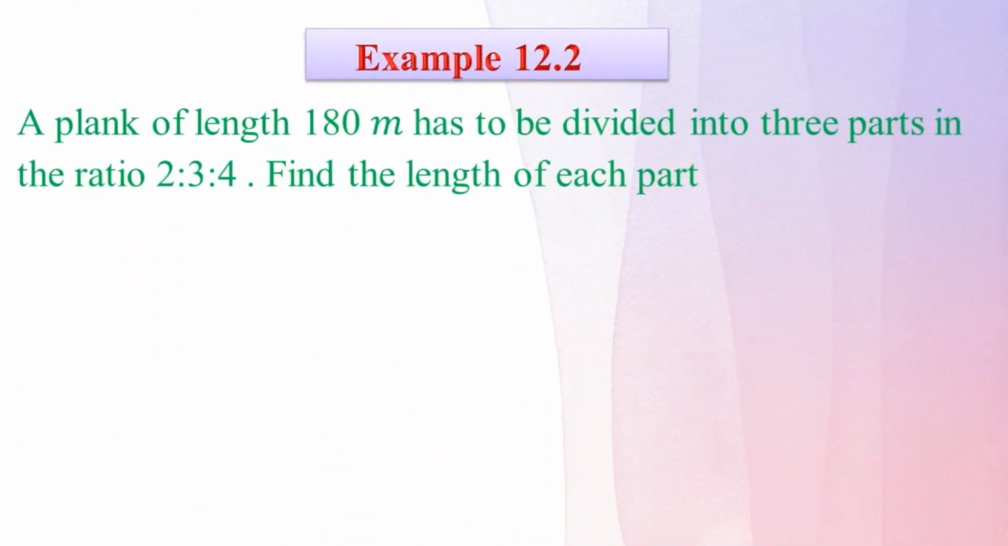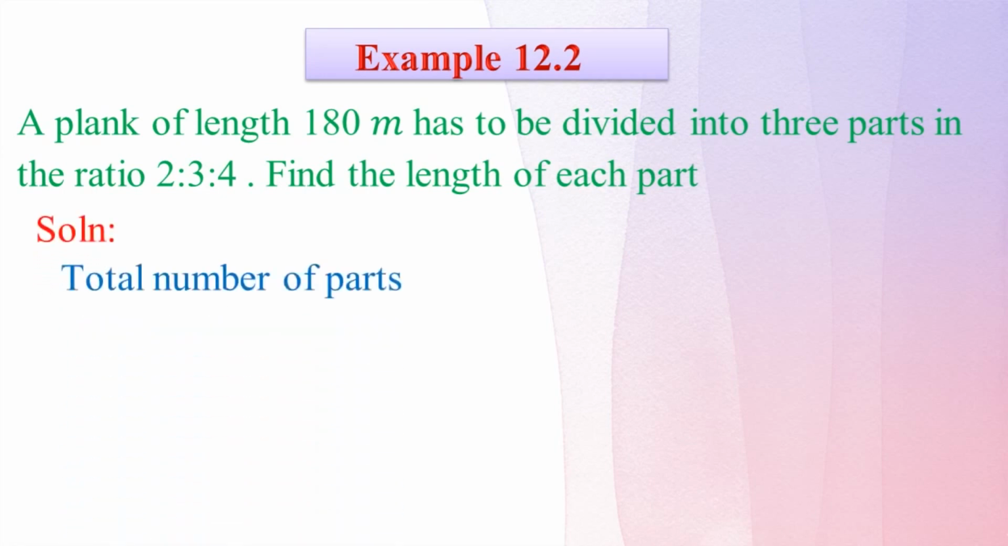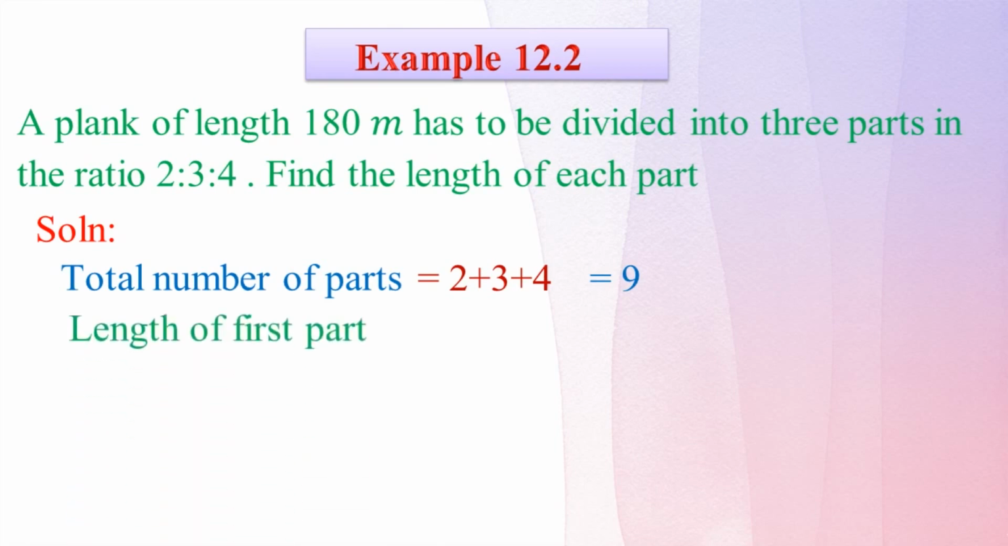A blanket of length 180 meter has to be divided into 3 parts in the ratio 2 is to 3 is to 4. Find the length of each part. Total number of parts equals 2 plus 3 plus 4. When you add these 3 numbers, we get 9 parts. Length of first part, that is given 2, isn't it? Yes. That is 2 by 9 multiplied by 180. 9 ones are 9 and 9 twos are 18, so we get 20. So 2 twenties are 40 meter.